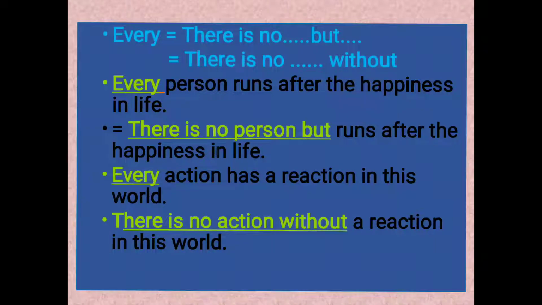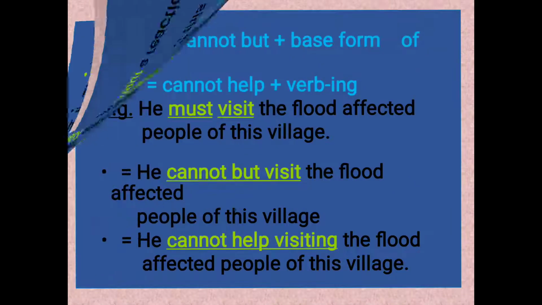One more example, every action has a reaction in this world. And the negative sentence of this affirmative sentence is there is no action without a reaction in this world. So in this way you can change the given affirmative sentences having the word every by using there is no but or there is no without.